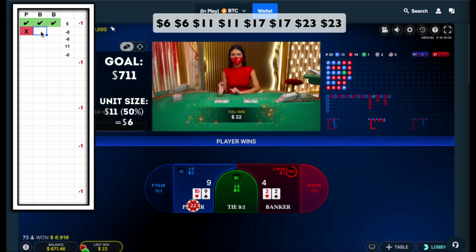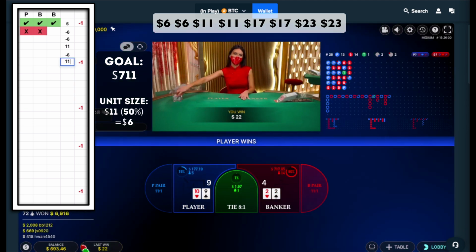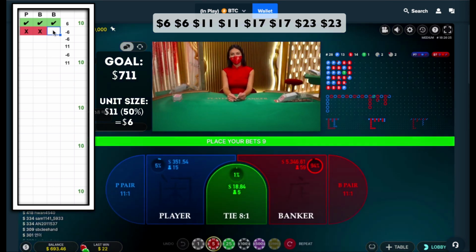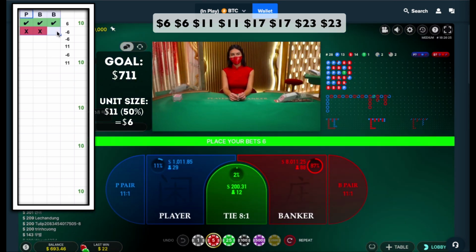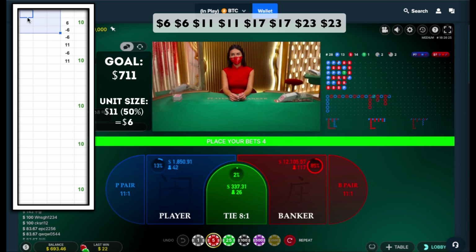Natural 9. Player wins, perfect. Plus 11. And since we hit, we can clear and look for a new pattern. I'm sure you guys are getting the hang of it now.